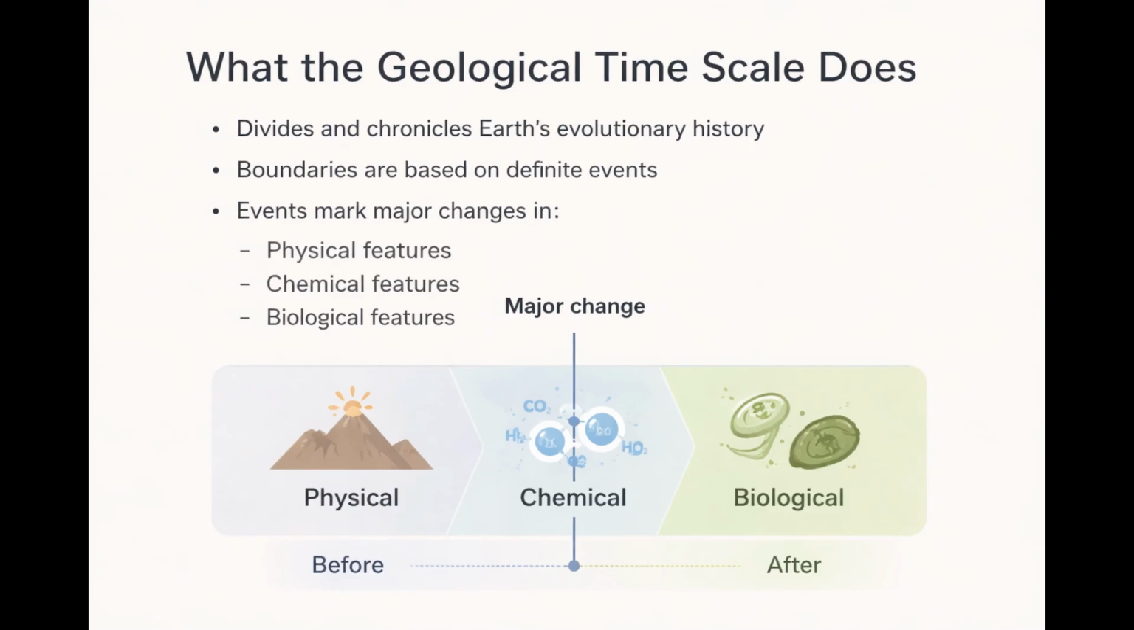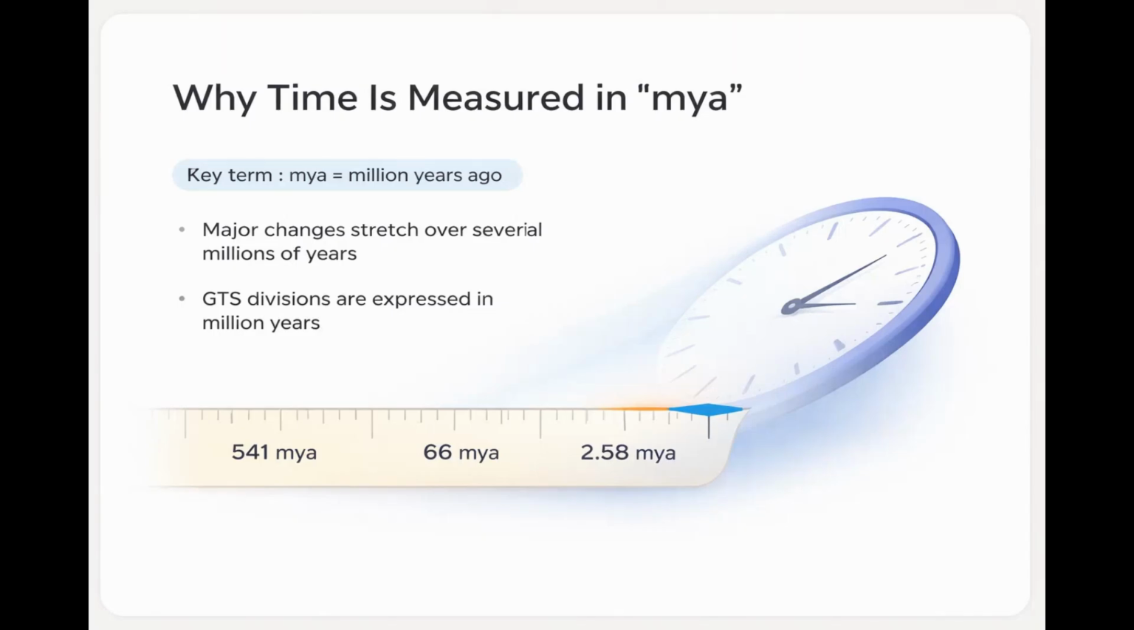transitions in the timescale. Because Earth's biggest changes take place over millions of years, the geological timescale commonly uses MYA, meaning million years ago. So when you see something like 541 MYA, that's a point on the timeline 541 million years before the present. This unit helps keep the scale manageable when we're dealing with billions of years of history.